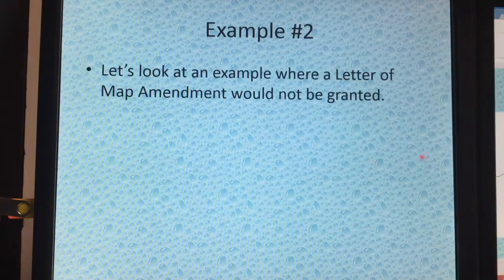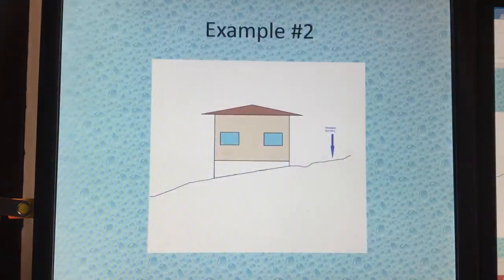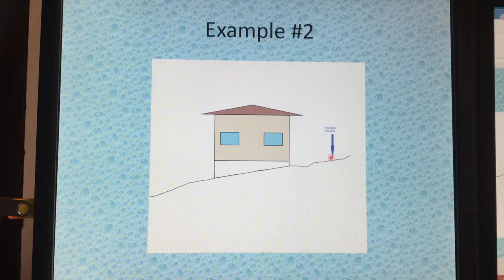Let's look at an example where a letter of map amendment would not be granted. A similar situation to before, but this time the ground is dropping off much more steeply. When we come through and figure out what the base flood elevation is, we find that the base flood elevation is impinging on the ground at about this point, which means the floodplain is coming in and touching the building. The actual boundary, instead of being here, really should be right here. But the house is still built properly with the proper elevation.